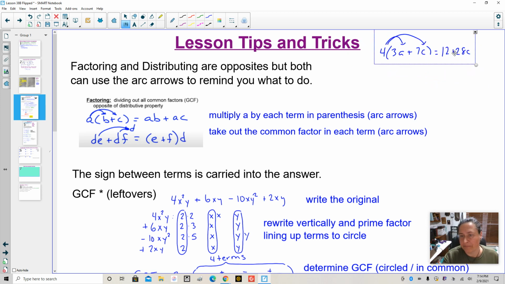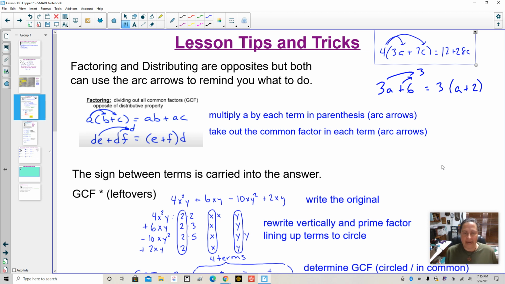So if I said 3a plus 6, okay, what I can pull out of the 3 is the 3, and what I can pull out of the 6 is a 3. And so what that gives me, that 3 is my greatest common factor, and that's a plus 2. Okay, so you can use those arcs. I think that's a great trick.